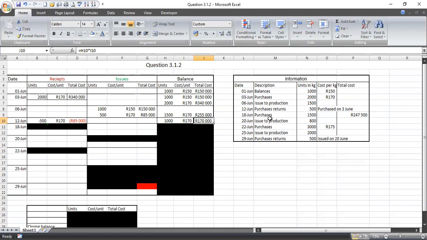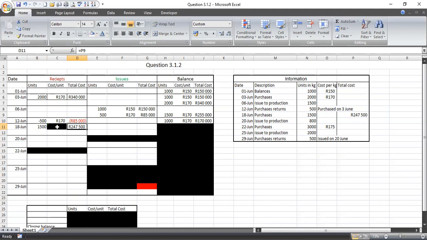So on the 18th, purchases of 1,500 units were made at a total cost of 247,500. You will notice that in this transaction, the cost per unit was not given, but the total cost was given. So under purchases, we'll have 1,500 units at a total cost of 247,500. Now what is left for us to calculate is the cost per unit.